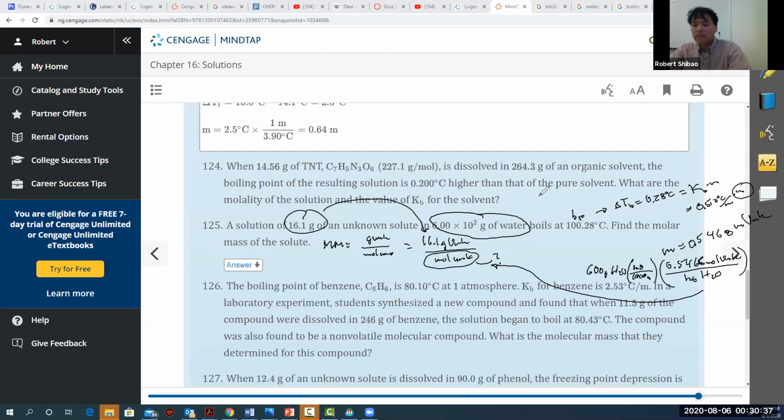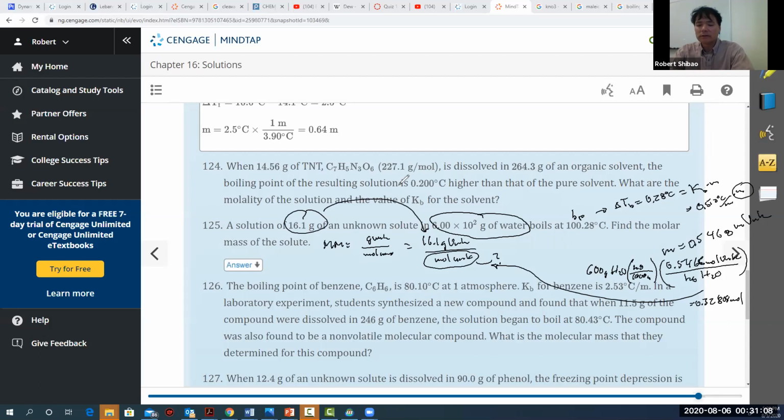And so what is it going to be? It's going to be 600. I didn't put it all in one equation, but I could have. 600 divided by 1,000 times 0.5468. That gives us 0.3208 moles. And so we'll plug that in.